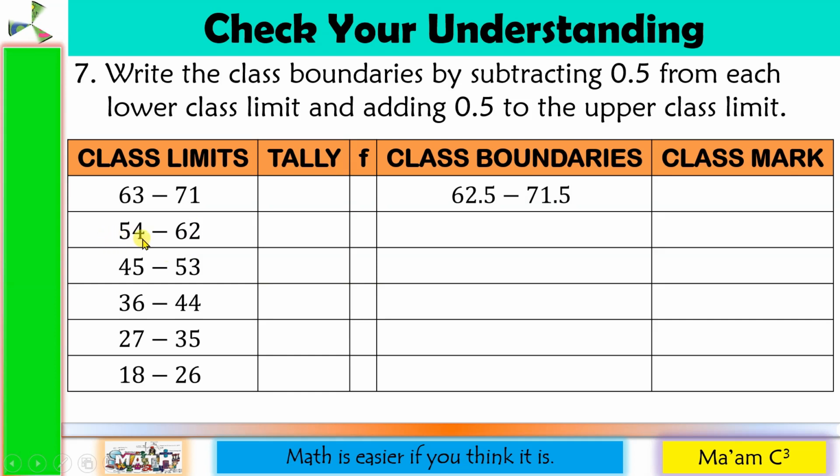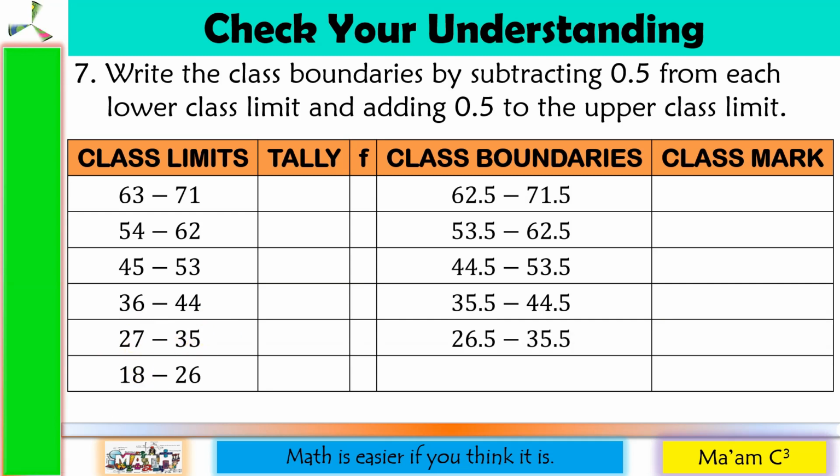54 minus 0.5 is 53.5. 62 plus 0.5 is 62.5. 45 minus 0.5 is 44.5. 53 plus 0.5 is 53.5. 36 minus 0.5 is 35.5. 44 plus 0.5 is 44.5. 27 minus 0.5 is 26.5. 35 minus 0.5 is 35.5. 18 minus 0.5 is 17.5. 26 plus 0.5 is 26.5.